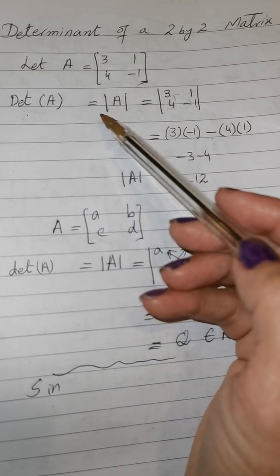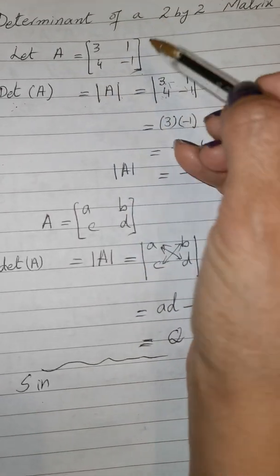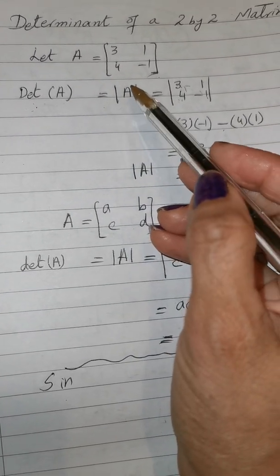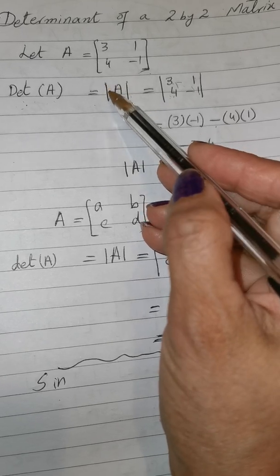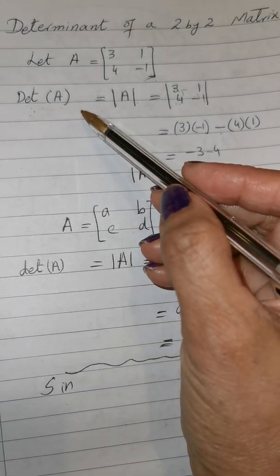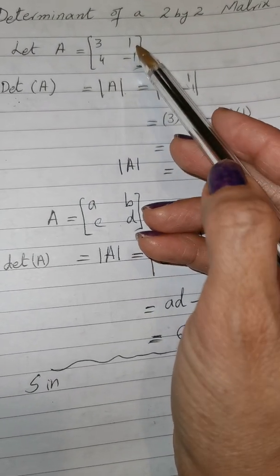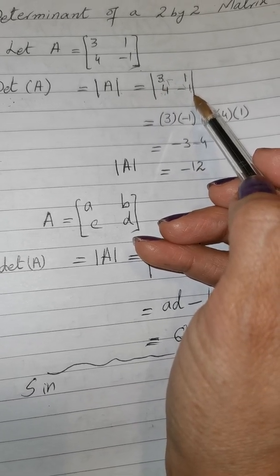The notation of determinant of A is like that. You will write the matrix in between two straight lines, and when you have to find the determinant of the given matrix, you have to write the matrix in two straight lines like that.